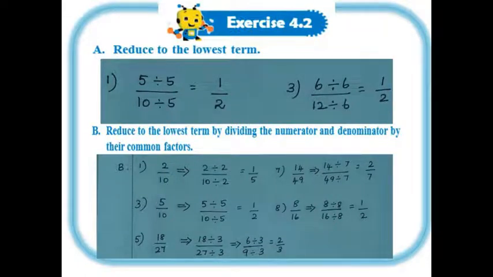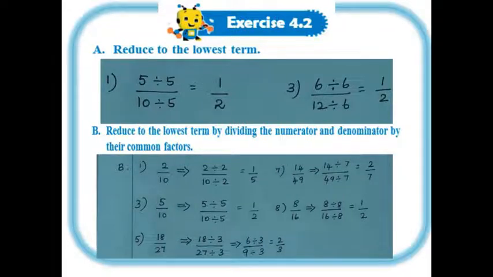The next sum is 6 by 12. Here I divide the 6 by 12 by the highest common factor. So 6 by 12 means I divide both by 6. So 6 divided by 6 and 12 divided by 6 will give you 1 by 2 as the answer. So 6 by 12 is equal to 1 by 2 is in its lowest term. Go on to the next sum.